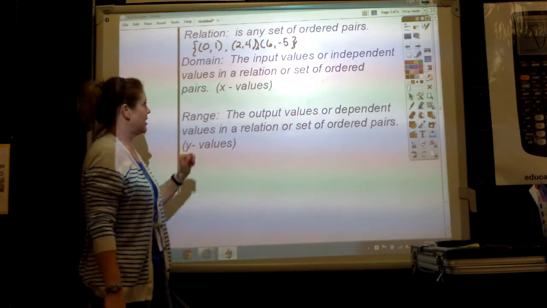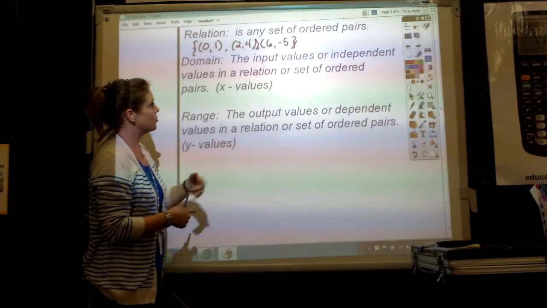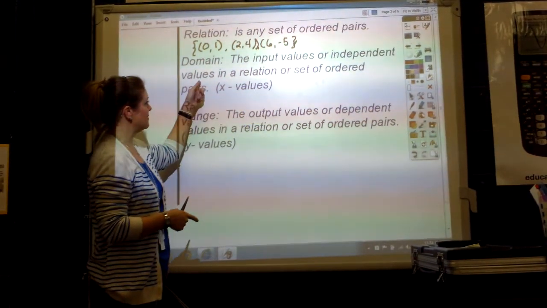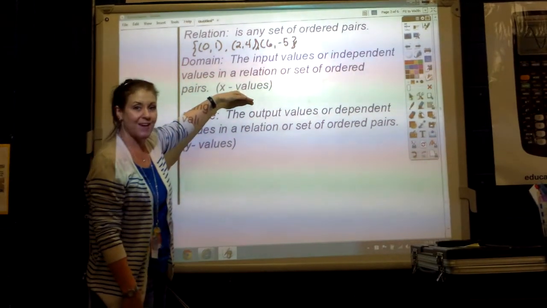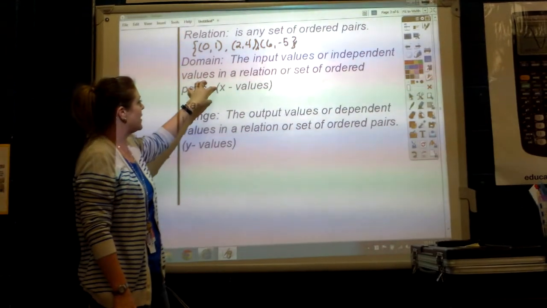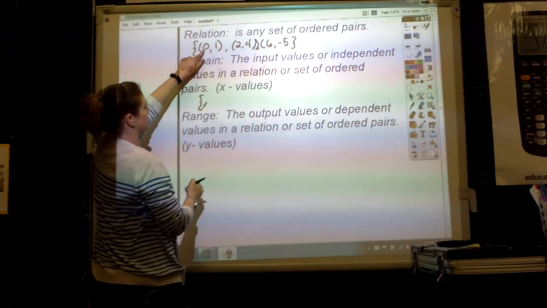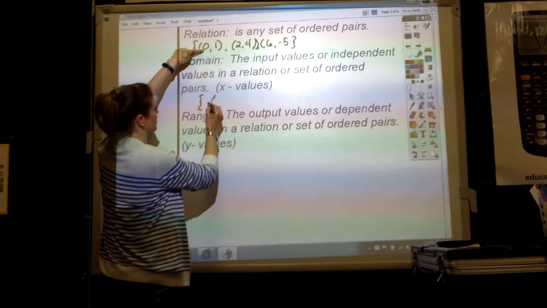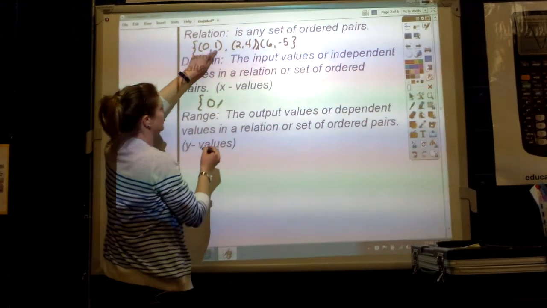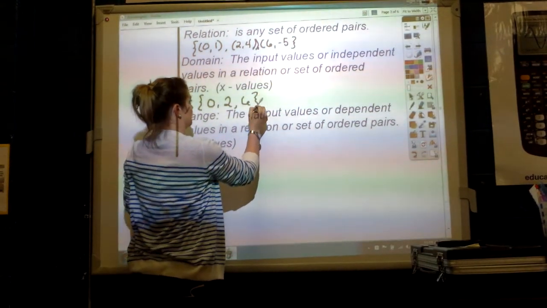That's called a relation. The domain are going to be those input values, or what we've looked at as independent values, or the x values. So if we look at this set of ordered pairs, the domain values are going to be all of those x values. So in this particular situation, it's going to be the 0, the 2, and the 6.